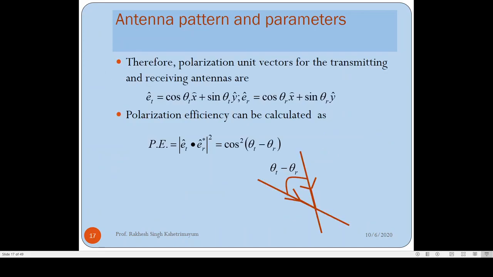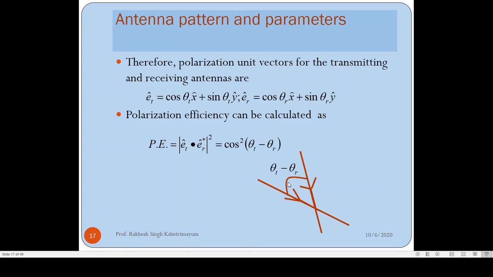Now for this particular orientation of the antennas, the polarization unit vector for the transmitting antenna can be expressed as cosine theta t x hat plus sine theta t y hat. And similarly for the receiving antenna, it can be expressed as cosine theta r x hat plus sine theta r y hat. Now if you want to find the polarization efficiency, you do the dot product of the unit vector for the transmitting antenna with the complex conjugate of the unit vector for the receiving antenna. You take the amplitude of that, square of that, you get it. When you do that, what you get is that the polarization efficiency is cosine squared of theta t minus theta r.